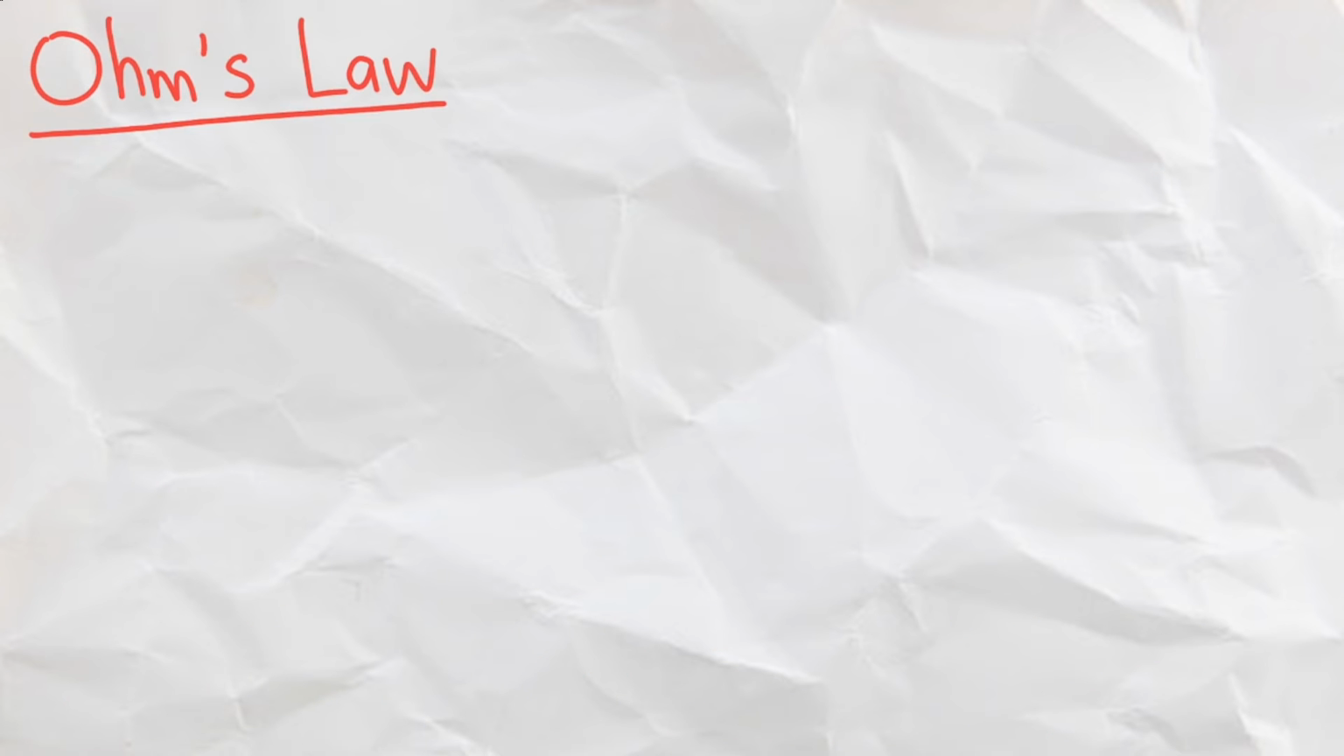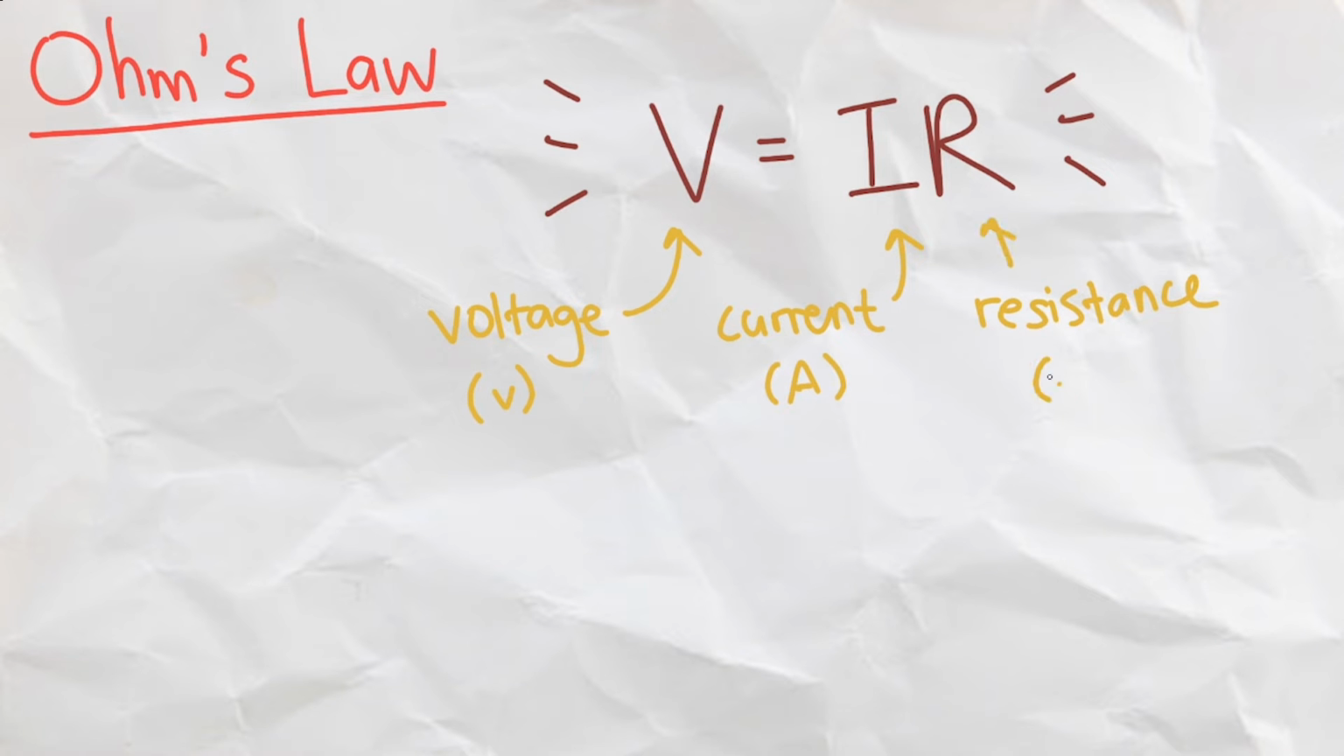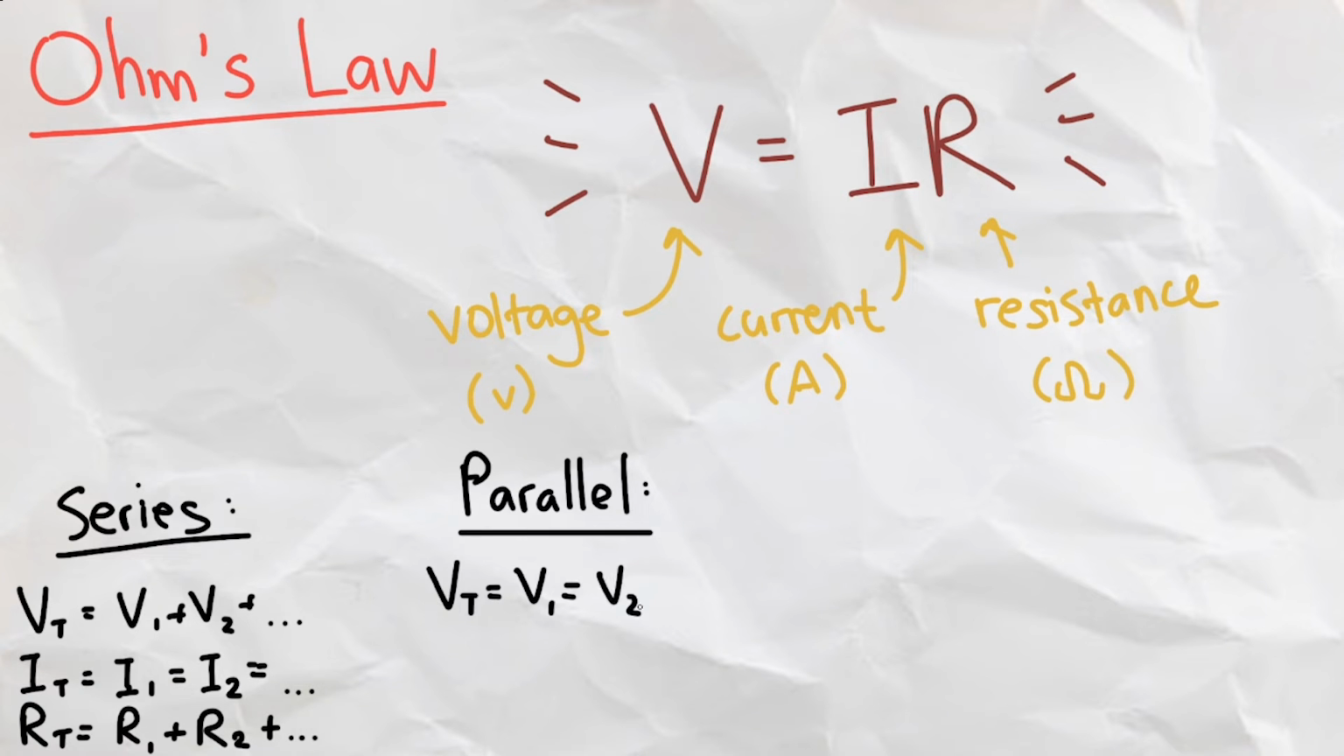Lastly, let's touch on Ohm's law, which states V = IR, or voltage equals current times resistance. You will use this a lot when it comes to circuit questions, along with the properties of voltage, current, and resistance in series and parallel circuits. Now let's do some examples.